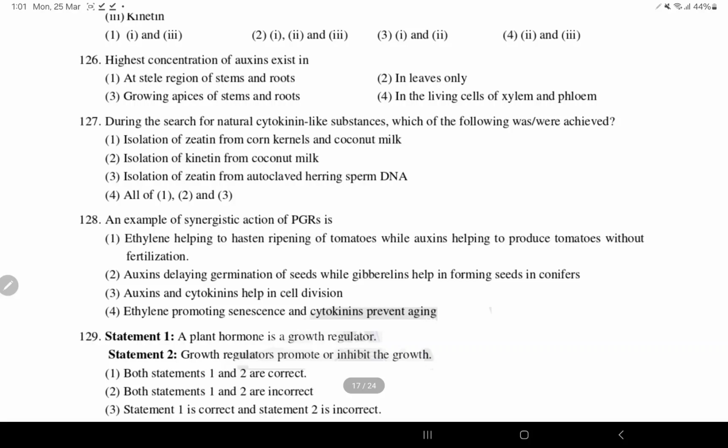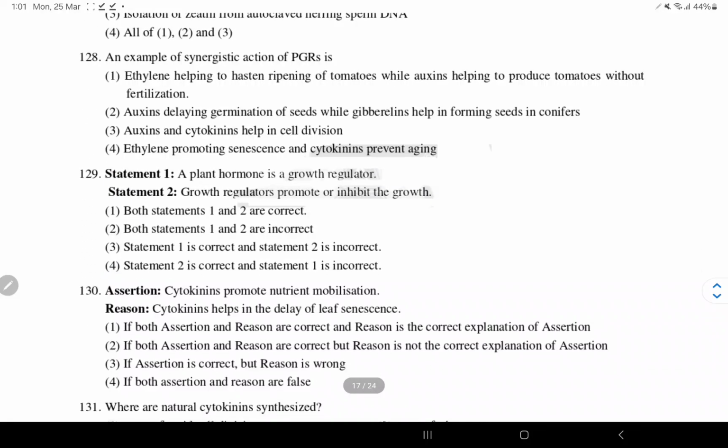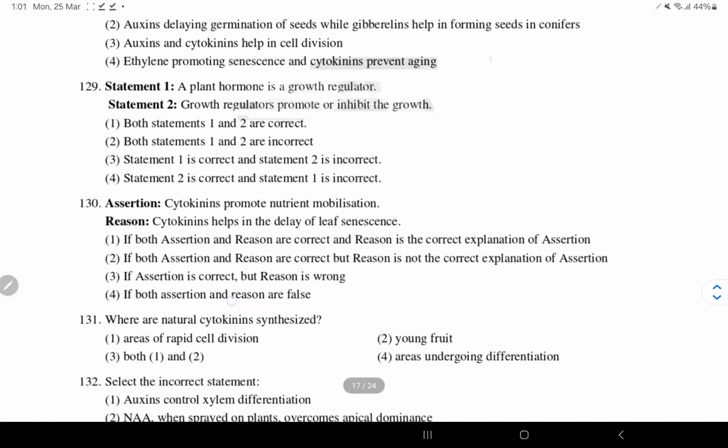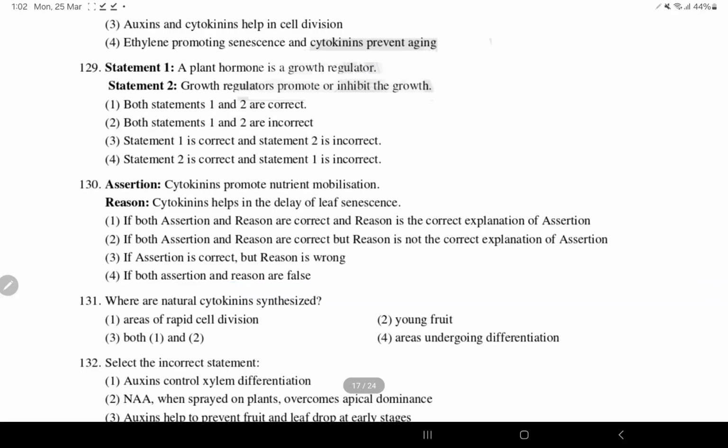Isolation of zeatin from corn kernels and coconut milk. First option is right. An example of synergistic action of PGR is auxin and cytokinin helps in cell division. Option 3 is right. A plant hormone is a growth regulator, right? Growth regulators will promote or inhibit the growth. Both the statements are right.